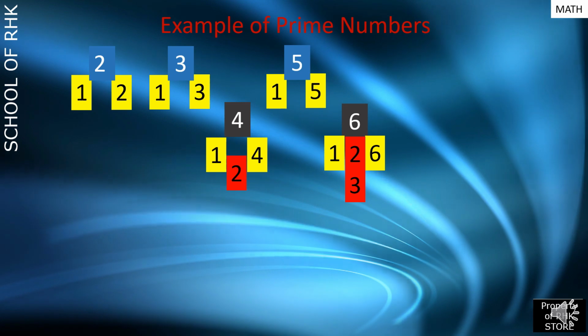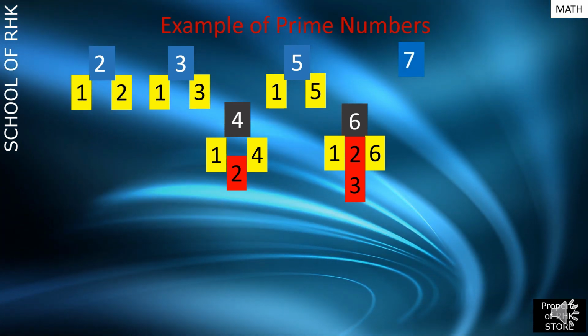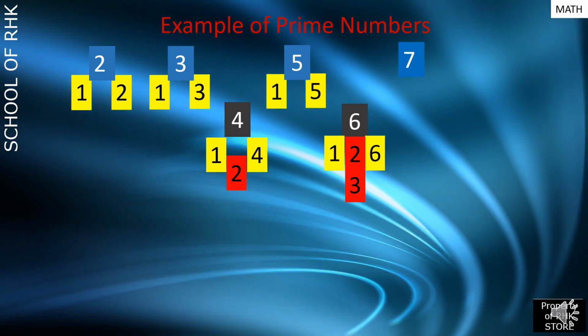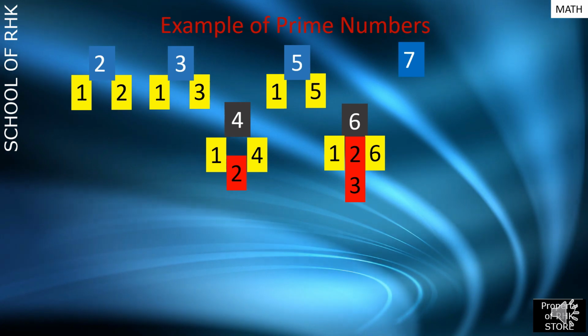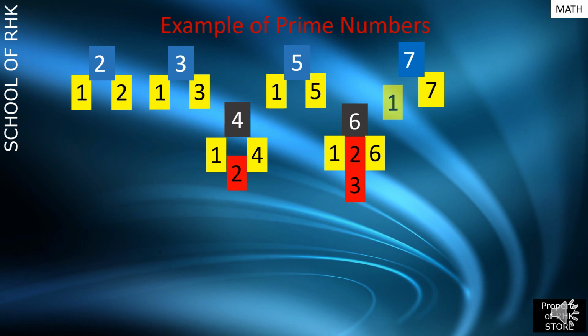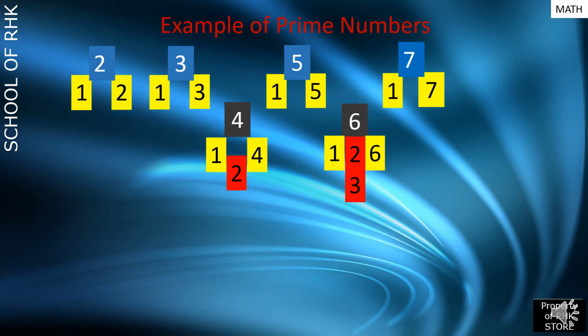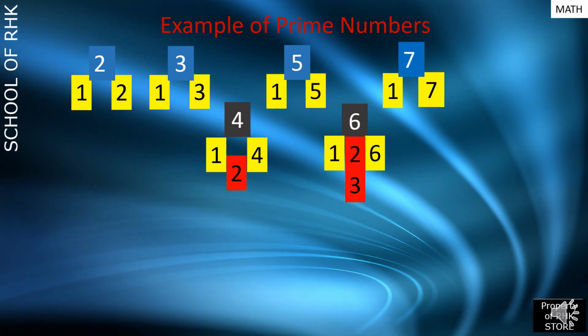The next number is 7. This is a positive integer. If 7 is divided by any integer other than its own, that is 7 and 1, then the division will end up with a remainder. So 7 is also a prime number.